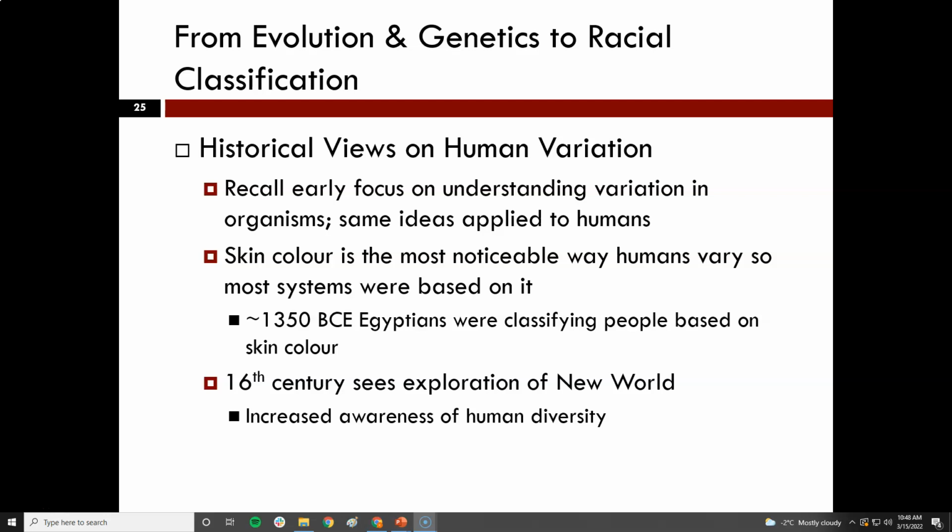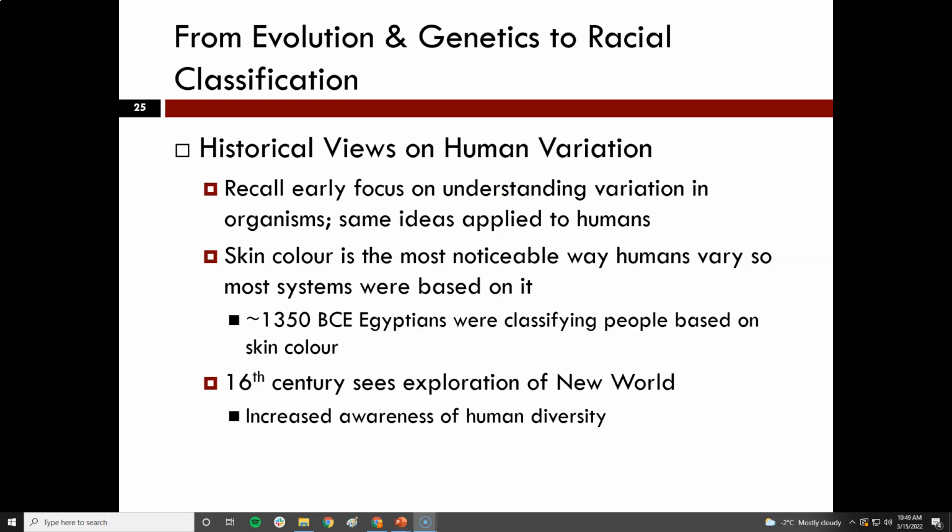Now, a lot of the earliest systems that attempted to classify or organize people on the basis of their physical appearance did focus on skin color. And as I mentioned in the notes here, skin color is just something that's really noticeable, right? It's easy to detect, and easy to see, so it was something that people picked up on. And so here's an example of how Egyptians were classifying people on the basis of skin color. We see this represented in their various art forms.